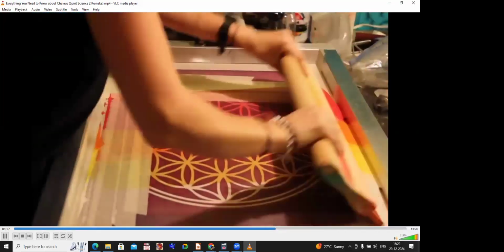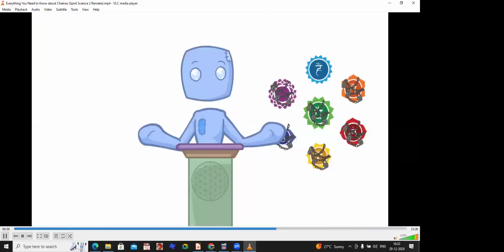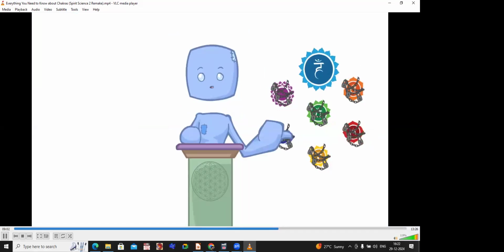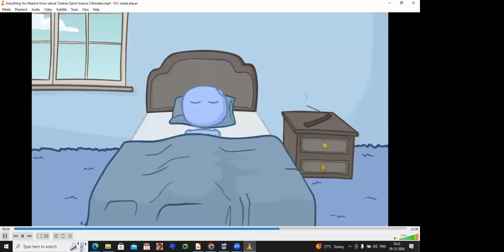I remember when I was first learning about this, all of my chakras were closed except for my throat, which was way too open. The reason for this was because my bedroom was painted blue as well as my bed sheets, and every night I would get a chakra boost in that one area.